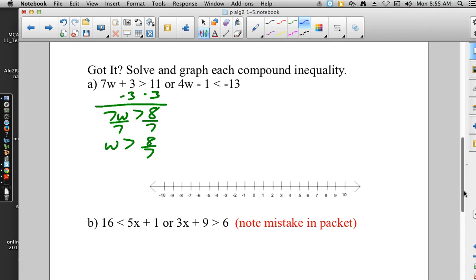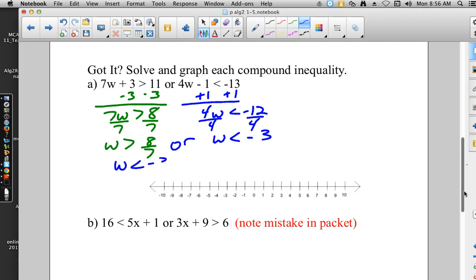We go to the other one and we add 1 to both sides, and we get 4w is less than negative 12, and we divide by 4. Now we just divided by a positive 4, so we don't have to flip the signs. And again, we're going to put an or in here. Now, notice these two are kind of goofy and flipped around because we have w is greater than 8/7 or w is less than -3. I would probably just move them, because then it would make sense that you're looking at those extremes.